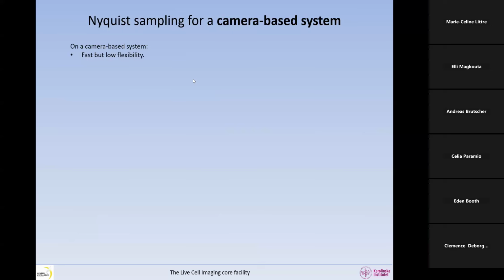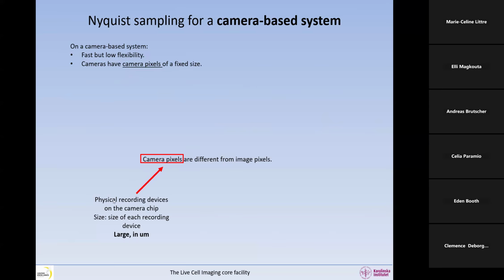So when we look at Nyquist sampling for a camera-based system, what happens? On a camera-based system, we want to be fast, but we have very low flexibility. Cameras have a pixel of a fixed size because this is the recording device of the camera. Unfortunately, camera pixels are different from image pixels. I remind you, the camera pixels are the physical recording devices on the camera chip, and they have a fixed size. It's just the size of each recording device. So they are large, and they are in microns.